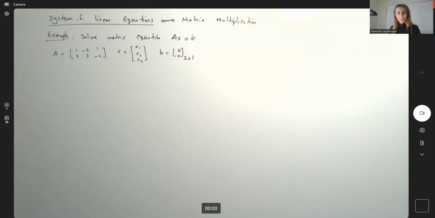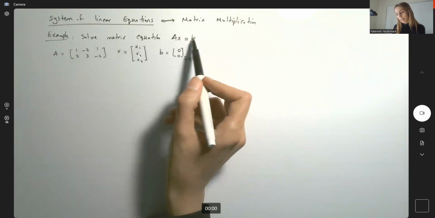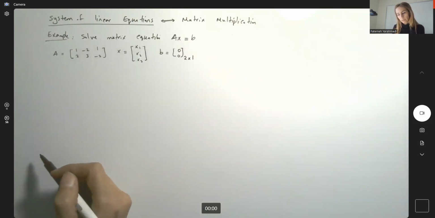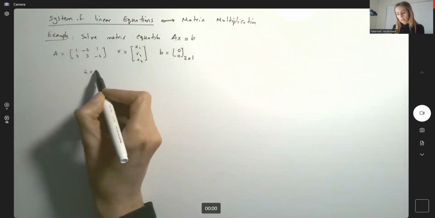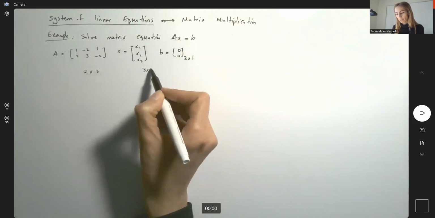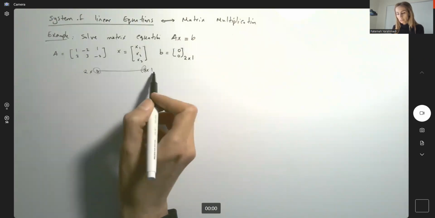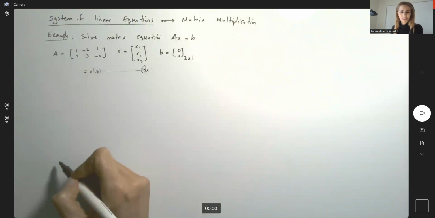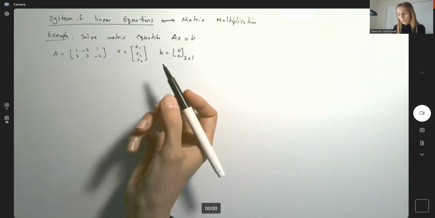So let's take a look at this example here. The question says: solve the matrix equation AX equals B. Very good. So I have a 2 by 3 matrix, and X is a 3 by 1 matrix. Since the 3 and 3 are equal to each other, the resulting matrix is a 2 by 1 matrix, as you can see here. So AX equals B.